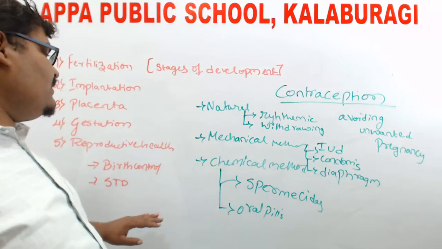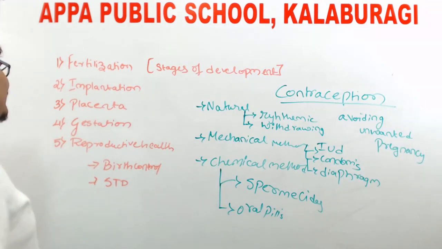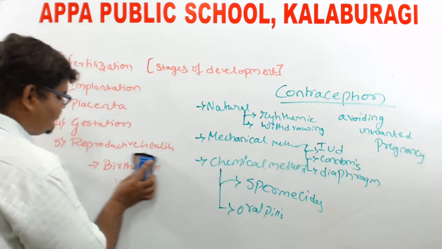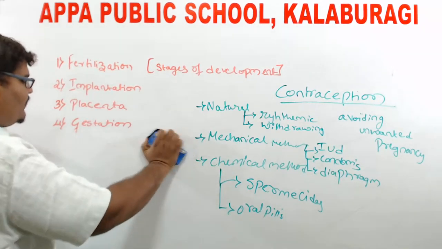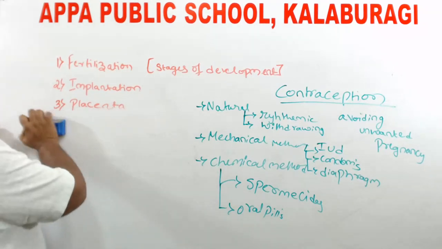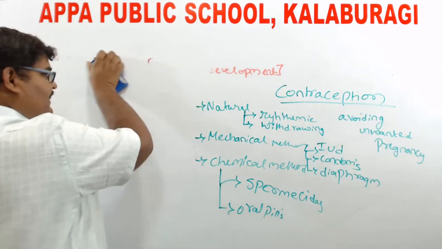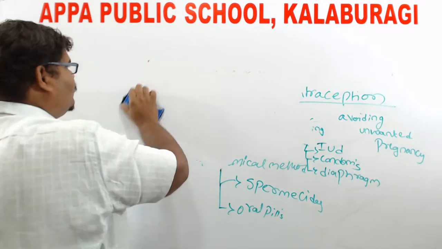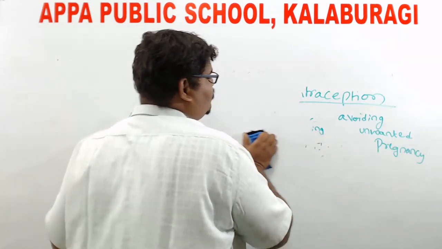Now let us deal with the next topic, STDs, which is actually reproductive health. What is STD? STD means sexually transmitted disease. These are diseases which can infect one person from another through sexual intercourse. They are called sexually transmitted diseases. We have gonorrhea, syphilis, and HIV. These are the different types of STDs.